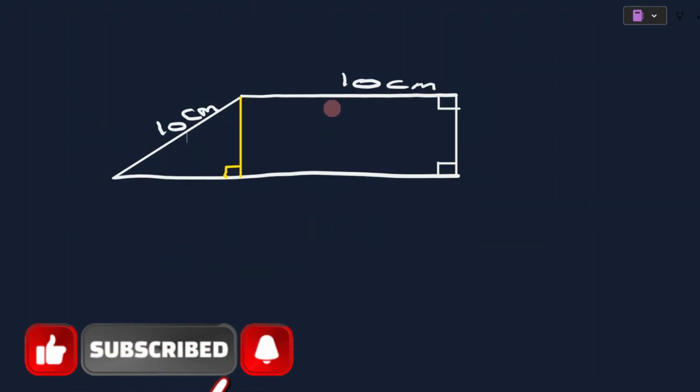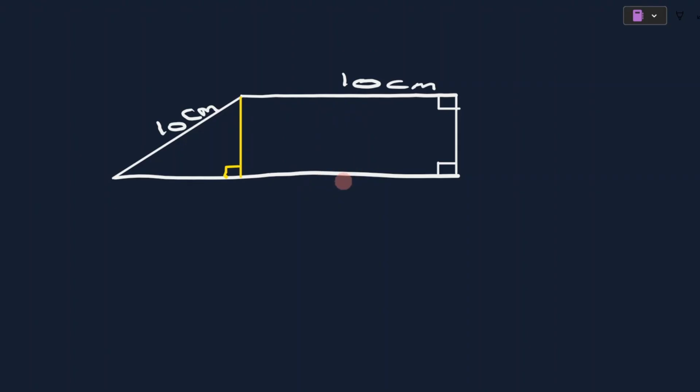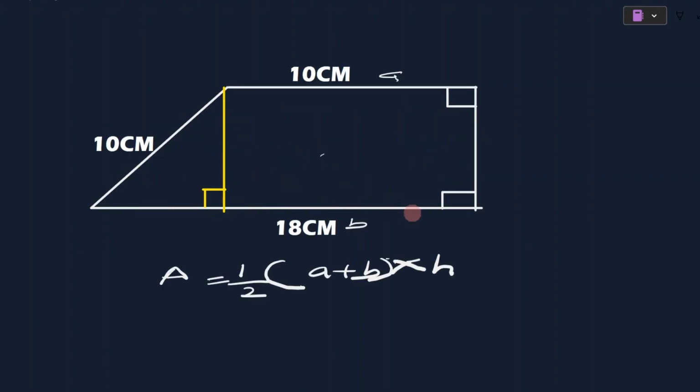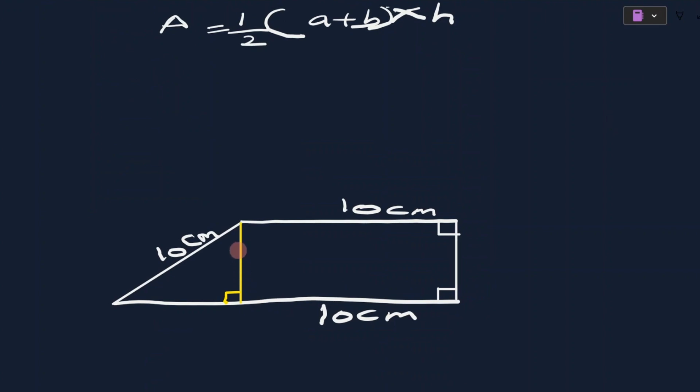If we redraw this, since this place is 10 centimeter, we also have this to be 10 centimeter. And this length here is equivalent to this. So whatever we have here, we also have it here. So here is 18 centimeter. And since we've divided this length here, remember that the total length here is 18 centimeter. And since here is 10 centimeter, automatically here should be 8 centimeter.